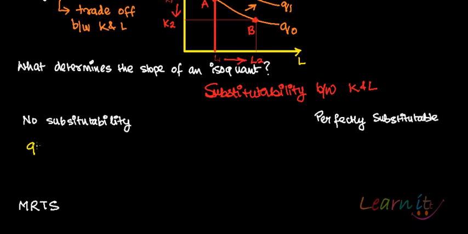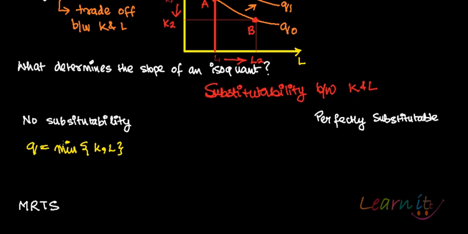where Q is equal to, say, min of K, L. So you have to use this much capital and labor in order to get a given amount of Q. It's not that you can have more K and less L and that will also fetch you the same amount of Q. It won't. So these are perfect complements. They have to be used in a fixed ratio. There is no substitutability at all.